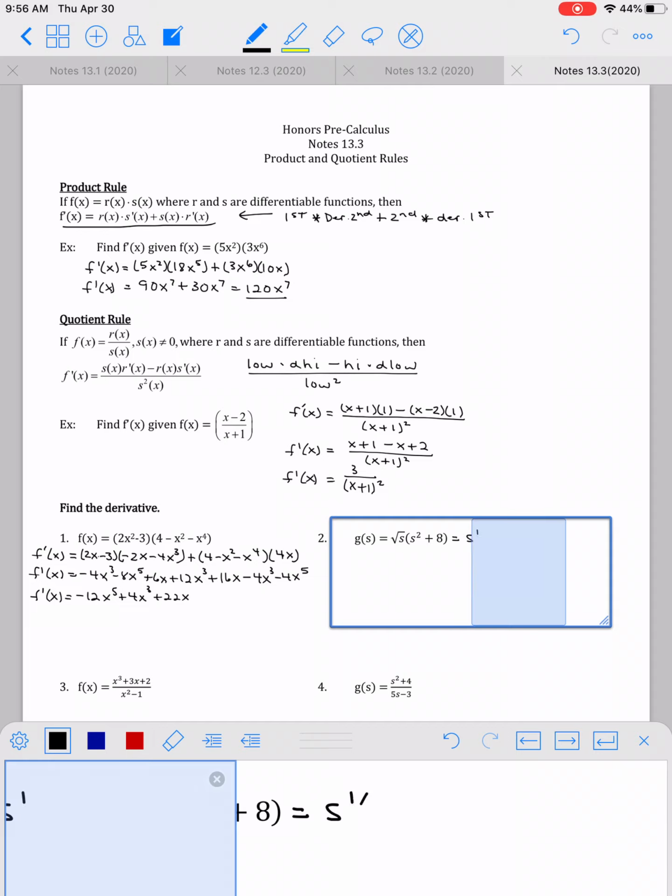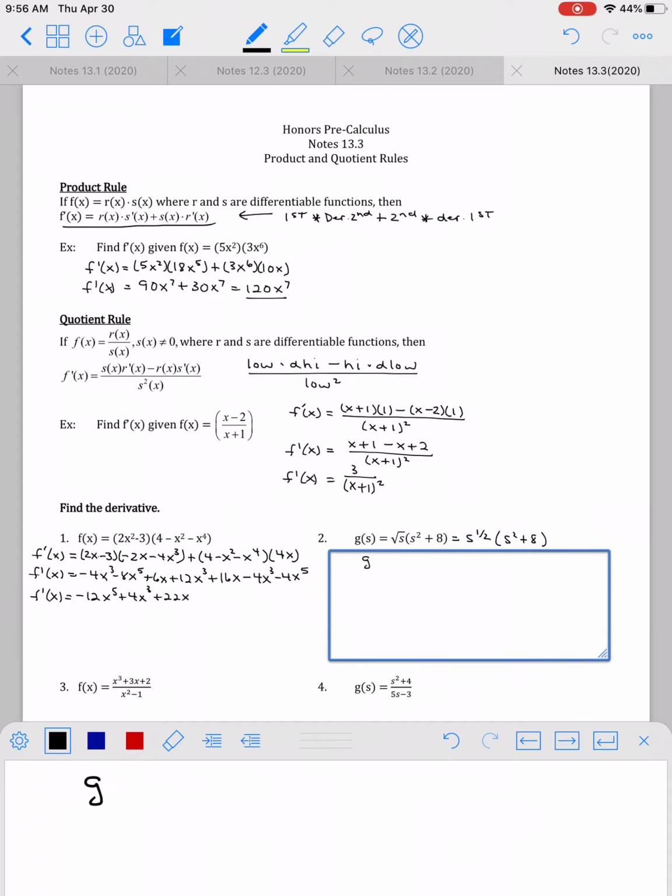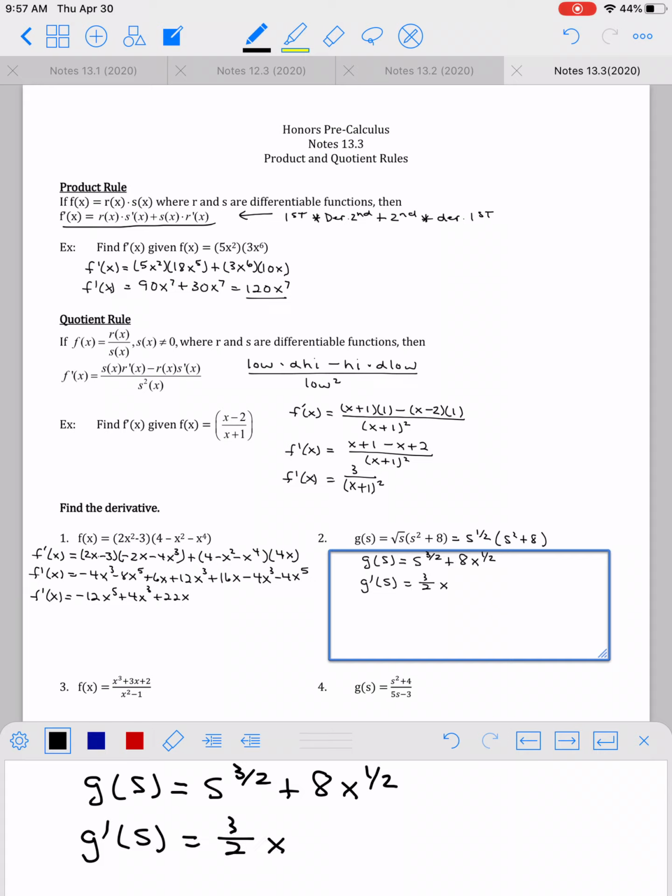The first thing I would do, I would write that s to the 1/2, and then s squared plus 8. And then I will distribute. I'm still working with my function, so g of s. I'm going to use my exponent rules, s to the 3/2 plus 8x to the 1/2, and then now we're ready for the derivative. So g prime, the derivative with respect to x. So power in front, 3/2 x, reduce the power by 1, plus 4x to the negative 1/2.